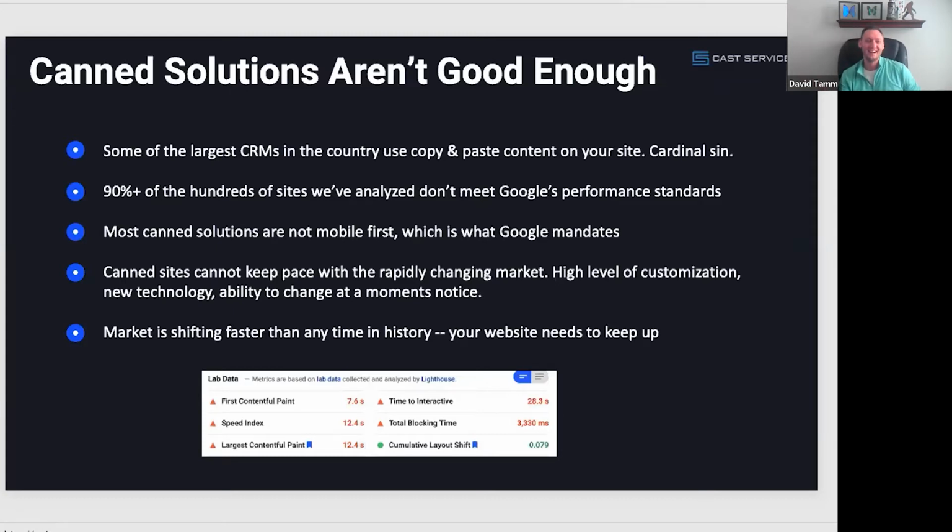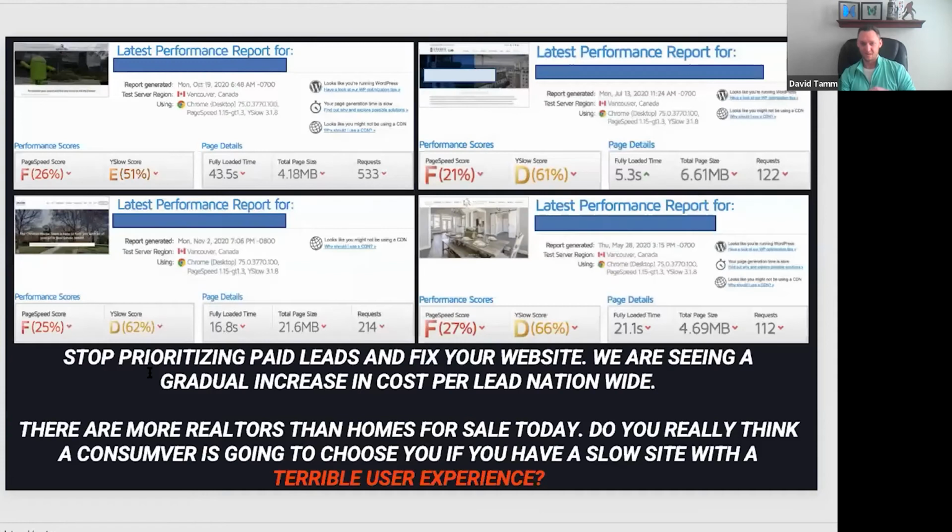Good on them, man. So guys, the real big takeaway here is canned sites cannot keep pace with the rapidly changing market, the high level of customization, new technology, and the ability to change your website on a moment's notice. Not only that, to actually control and own your site, your domain, and the traffic to that site. Newsflash, there's a lot of CRMs out there where you don't, and good luck leaving, okay? And we'll talk more about that today. So this next slide, I scrubbed off all of the compromising information, i.e.